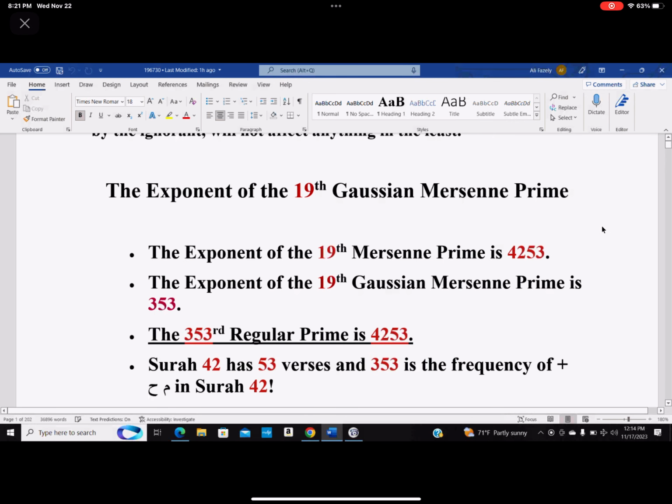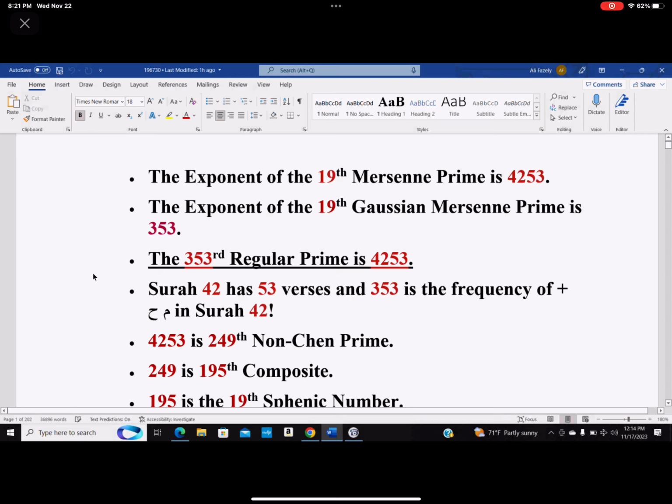So first, I'm going to talk about the exponent of the 19th Mersenne prime, which is 4253. And the exponent of the 19th Gaussian Mersenne prime is 353. So we found out a few weeks ago that the 353rd regular prime is actually 4253. Okay, so that was a new finding. But anyway, this beautifully tells you that Surah 42 has 53 verses, and 353 is the frequency of the letters Ha Meem in Surah 42.